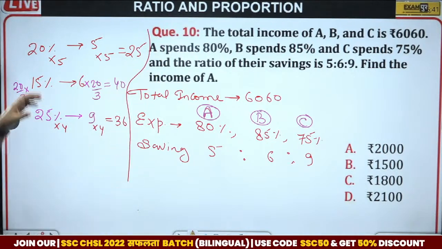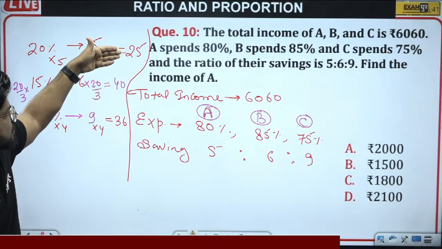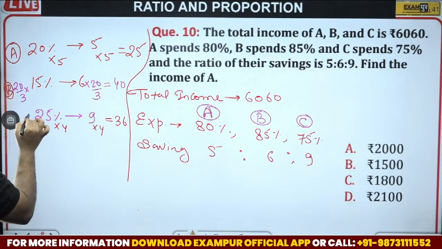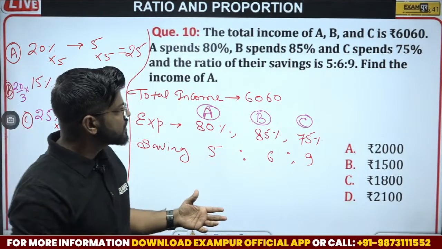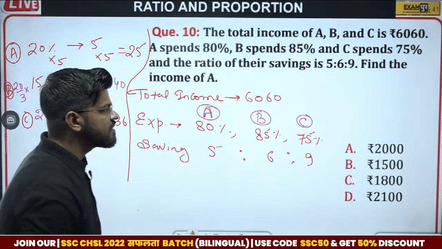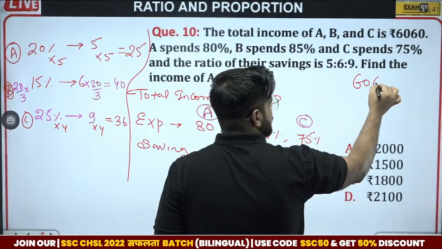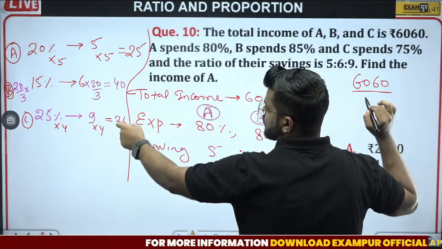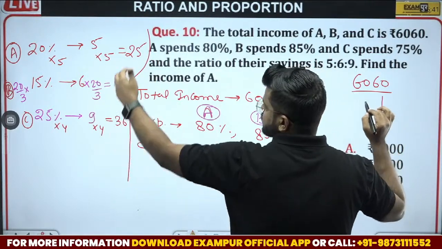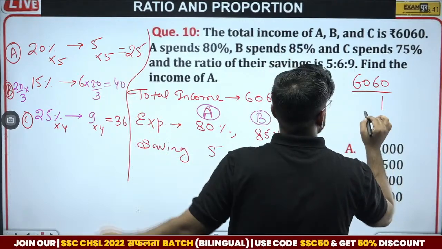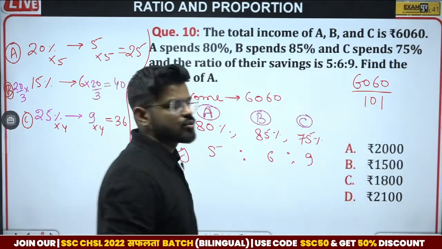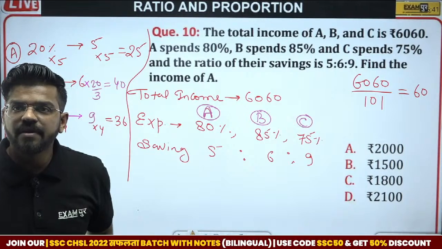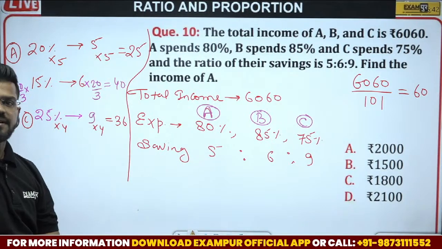So we have got the ratios in the form of units. This is for A, this is for B, and this is for C, right? What is given in the question? We have been given the total. So just find total upon total. What is the total here? 5 and 6, 1, carry 1, 101, right? So we will get the multiplying factor as 60. Just multiply by 60 and we will get the answer.